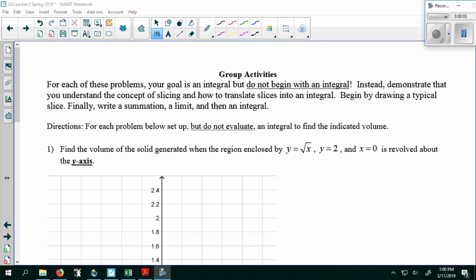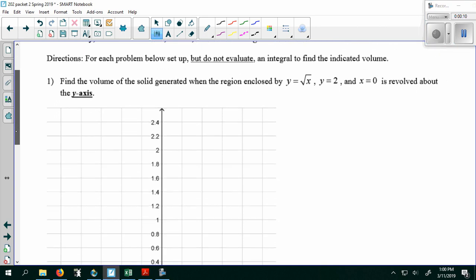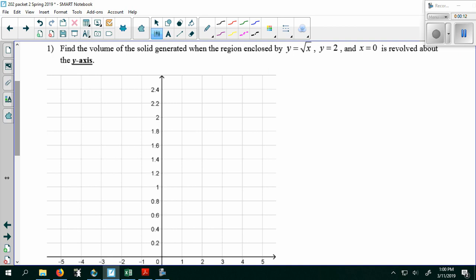Okay, so we are supposed to set up but not evaluate an integral for each of these volumes. Find the volume of the solid generated when the region enclosed by y equals square root x, y equals 2, and x equals 0 is revolved about the y-axis.